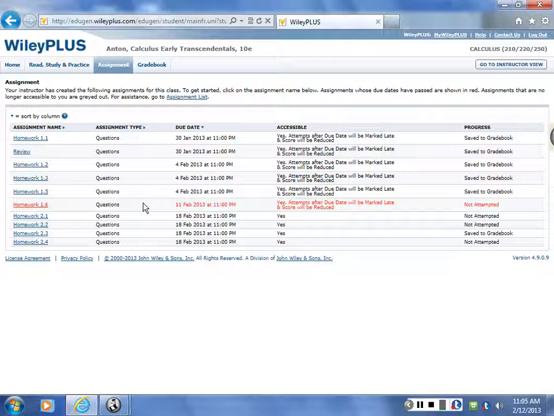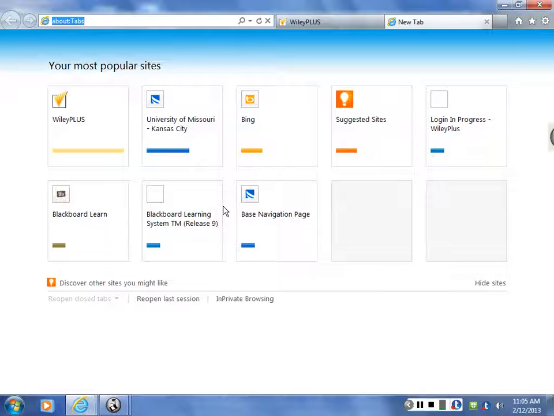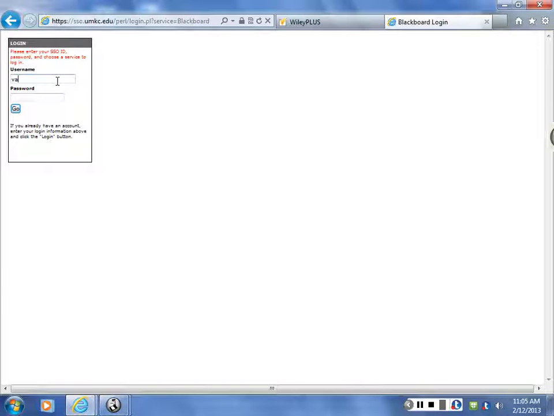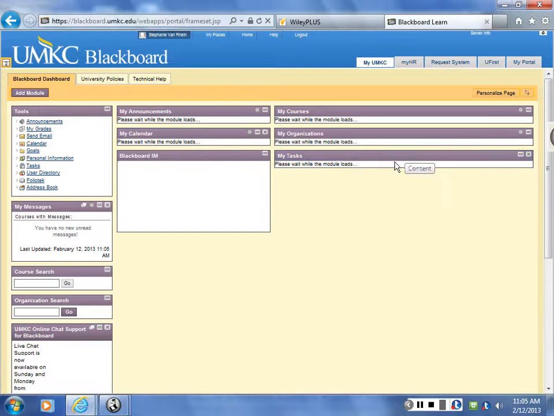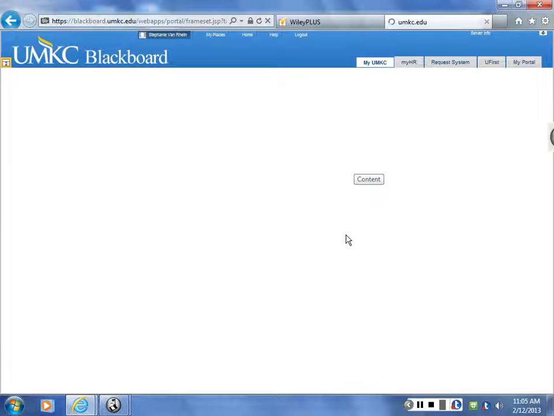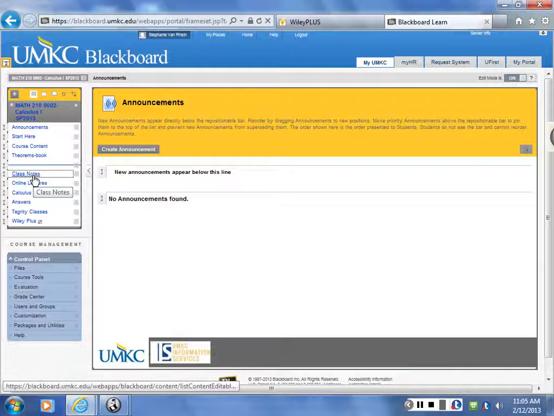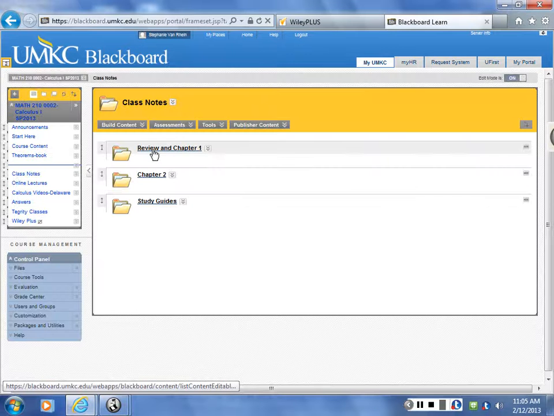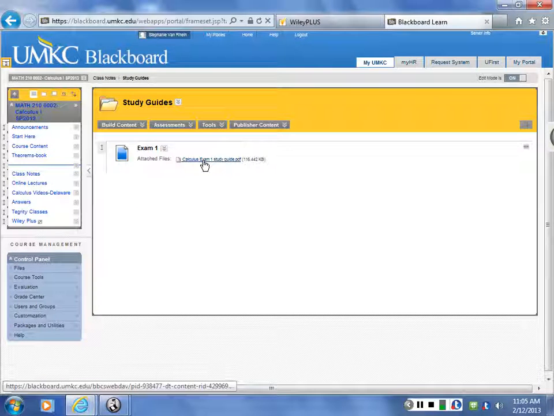Question: Could you show us again where those study resources were? Yeah, that's a good question. If you go to Blackboard, I've been really bad at passwords lately, so let's see if I got it. And then if you go to your calculus page, I put it with the notes as far as the study guide. So if you go to class notes, I have a folder called study guides. If you click on the study guides, that's the first study guide. And every study guide I will put in this folder.